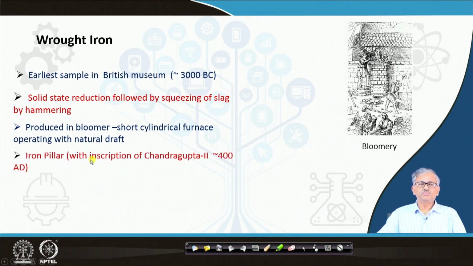And the iron pillar that exists in Delhi is made of this wrought iron only. The inscription on the iron pillar says that it was made by Chandragupta II, and his name is written there in some old alphabets. It is around 400 years after Christ, early 400, when there was a Maurya dynasty at that time.